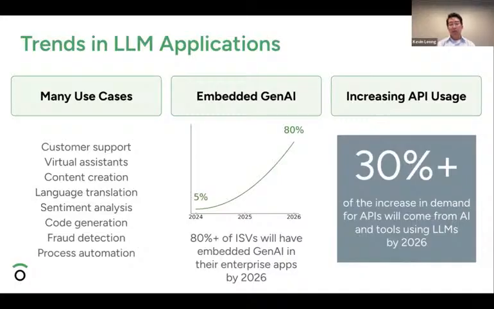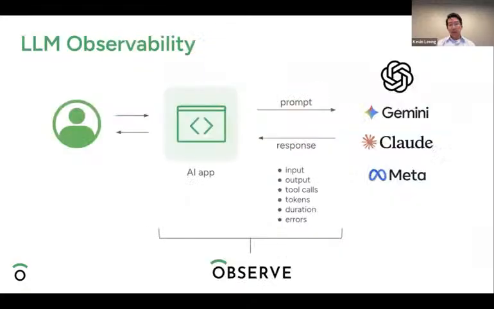And then the metric on the right comes from a usage perspective for these LLMs. Gartner also estimates that 30+% of the increase in demand for APIs by the year 2026 will come from AI tools and tools using LLMs. That suggests to us that LLMs are going to be driving significant demand here. And with an increase in demand and consumption, there's no doubt a need for observability in the LLM space and for that to mature. So that's another indicator from the market that has bearing on why LLM observability is needed today.